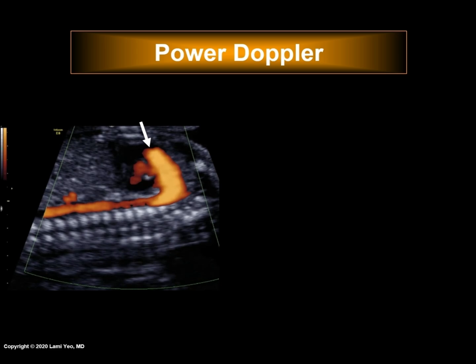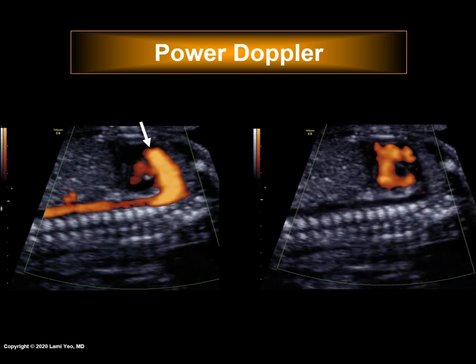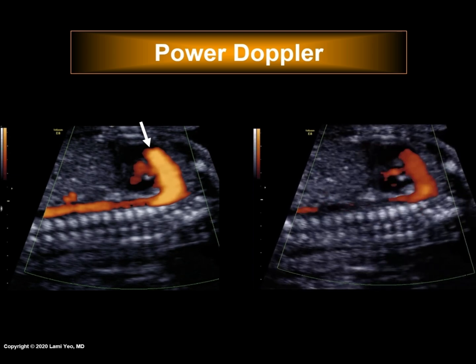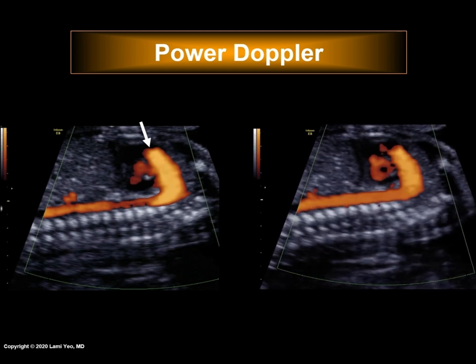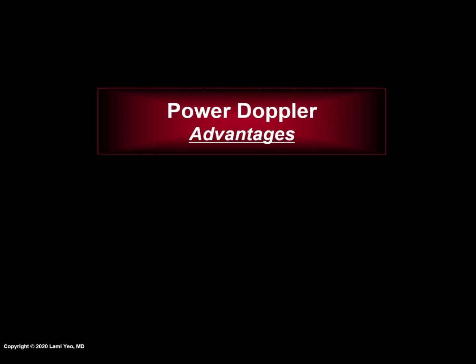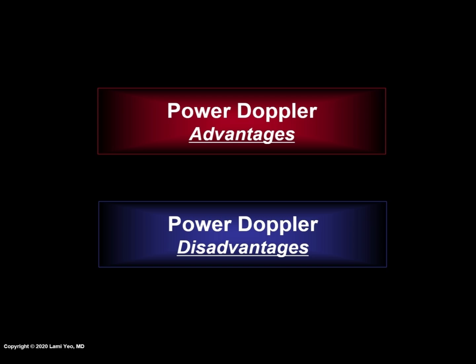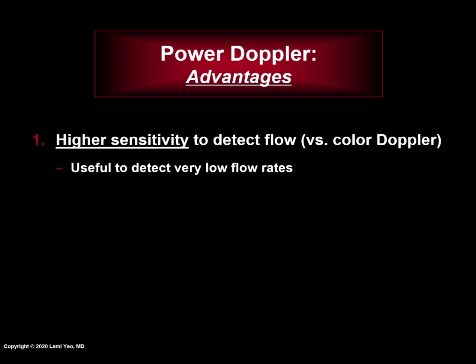Here is an example of the ductal arch imaged using power Doppler. Notice that there are both lighter and darker shades of the Doppler signal. Lighter shades indicate higher power signals. What are the advantages and disadvantages of power Doppler sonography? The first advantage is its higher sensitivity to detect flow compared to conventional color Doppler. Therefore, it is useful to detect very low flow rates.